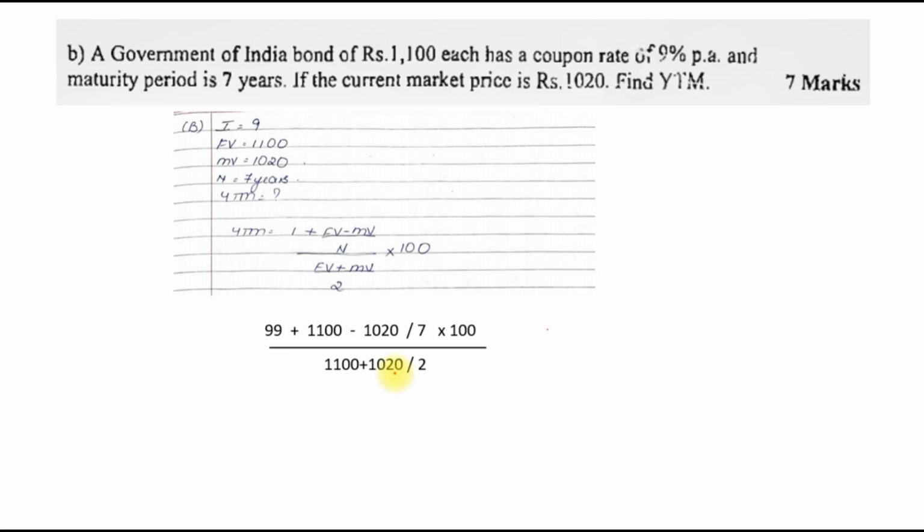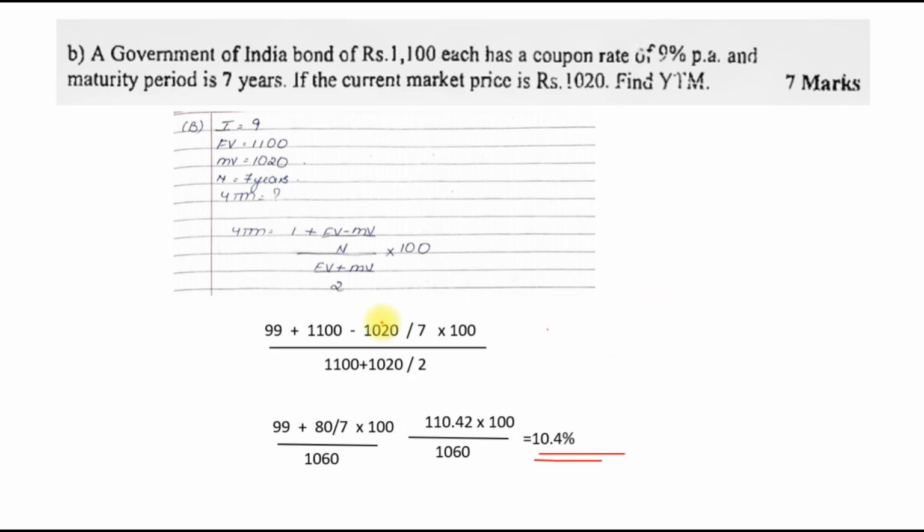Okay, now once you get this substitution, it comes as 99, keep it aside. This will become 80 divided by 7 upon 1060 into 100. So we get 110.42 upon 1060 into 100, and the final answer comes to 10.4%. Okay, so this is how you'll have to solve YTM.